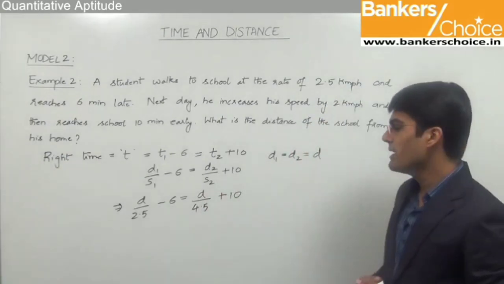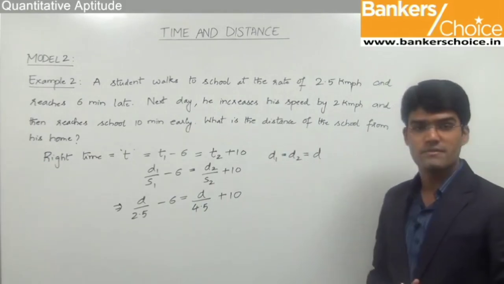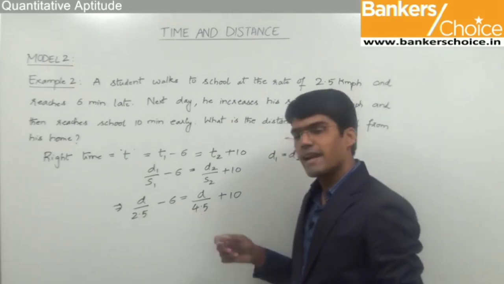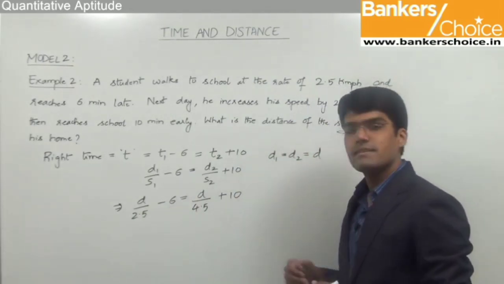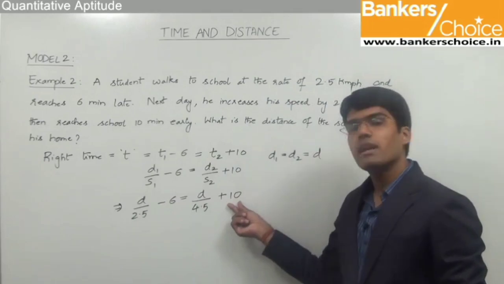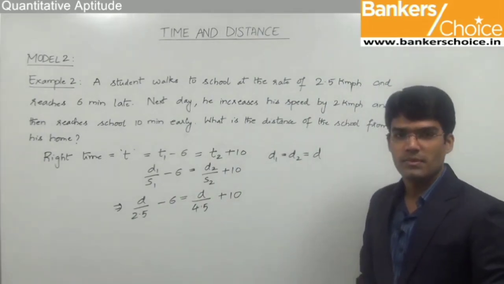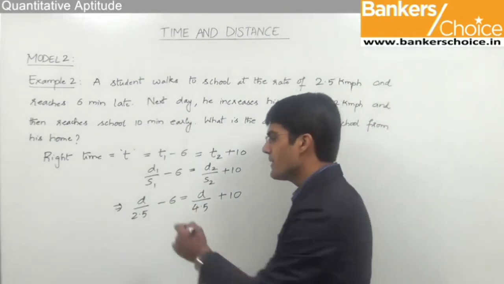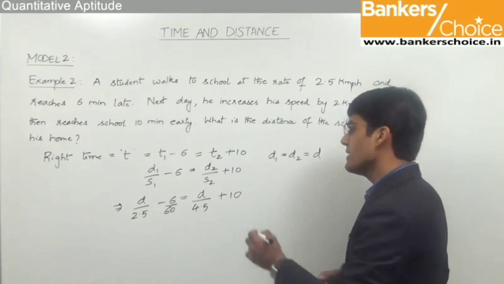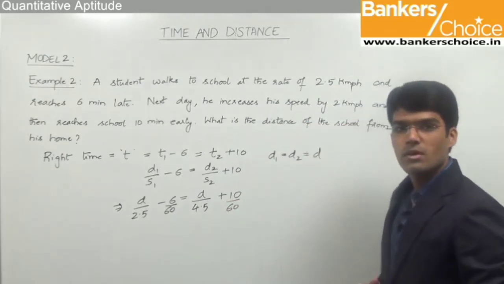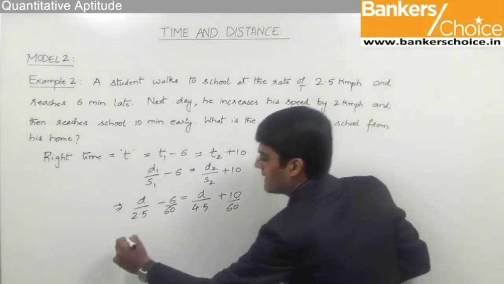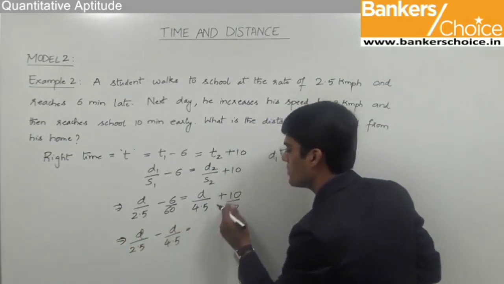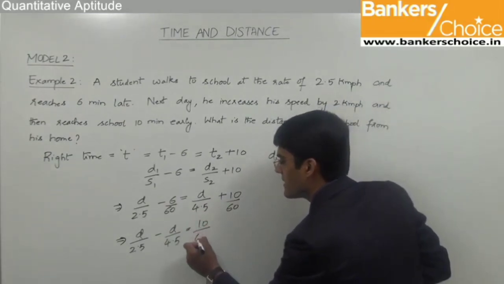But friends, if you remember, in the beginning of the session we have discussed that whenever we solve questions from time and distance, the units have to be balanced on both the sides. So as you can see here, speed on both the sides is in kilometers per hour and time here is in minutes. So this time in minutes has to be converted to hours before we do the calculation. And as discussed, time in minutes can be converted to hours by dividing by 60. So 6 minutes when divided by 60 is converted to hours. And similarly 10 minutes when divided by 60 is converted to hours. Now from this we can say that d by 2.5 minus d by 4.5 should be equal to 10 by 60 plus 6 by 60.